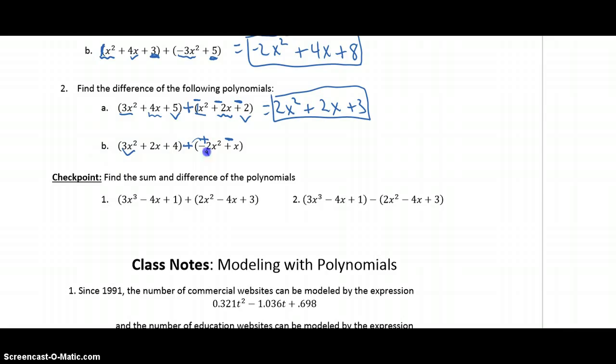So 3x squared plus 2x squared would be 5x squared. 2x minus that 1x, remember there's a 1 there, that's only 1x. And then the 4 does not have a partner, so we'll just add him over, positive 4. And that's my final answer, so I'll leave you to do the checkpoints, and we'll go over those tomorrow in class. Have a good day.